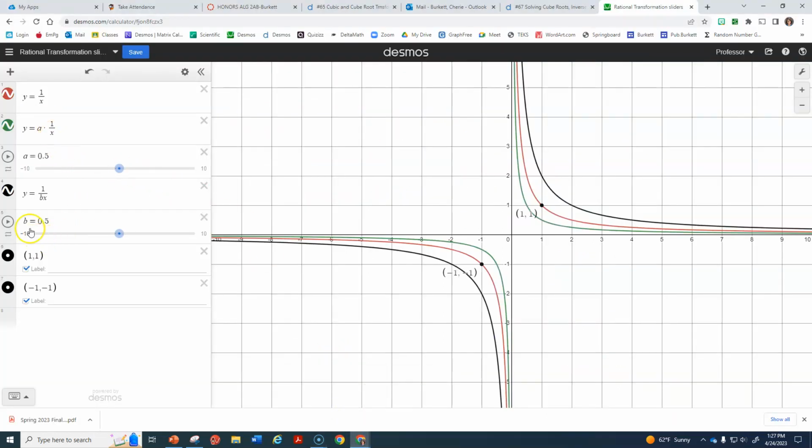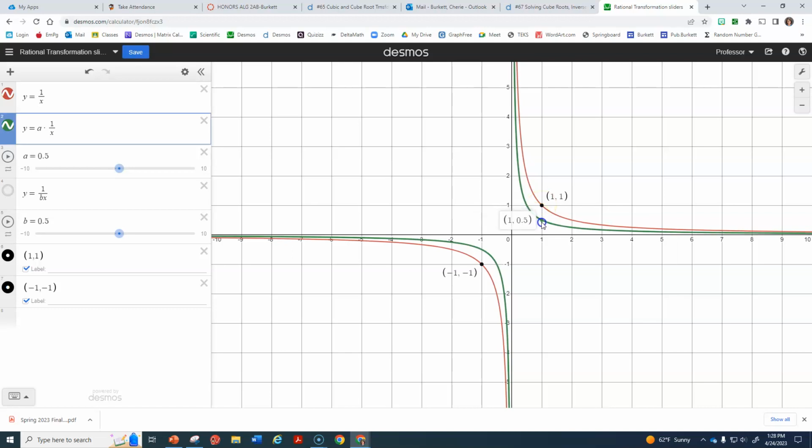I have changed the a to be 1/2. Okay, I'll turn this one off so we can only look at one at a time. The parent function is in red and it passes through the points (1, 1) and (-1, -1). We changed the a to 1/2, and what happened to it? It did a vertical compression. It got shorter. So right here where it was (1, 1), it's now at (1, 1/2).